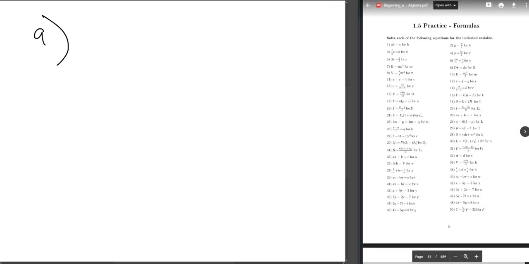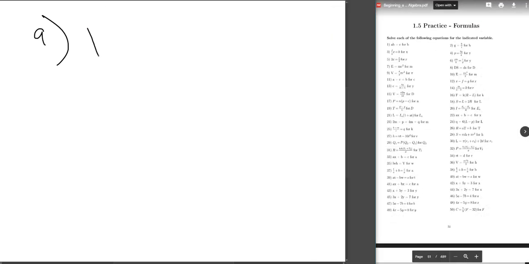Boom. Number 9. V, usually that's a volume equation in geometry or physics. 4 over 3 pi r cubed. So solve for pi. Is that a trick question? Pi, we know what it is. It's 3.14 or whatever.